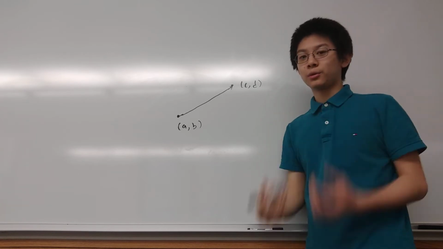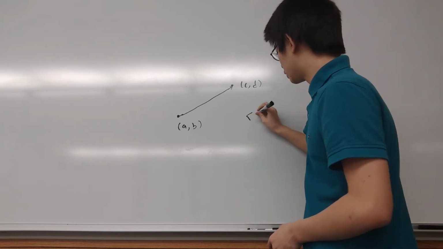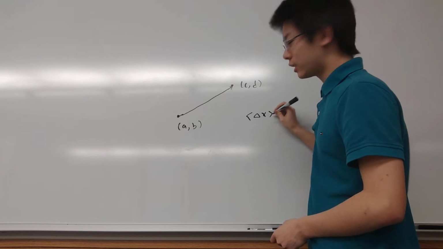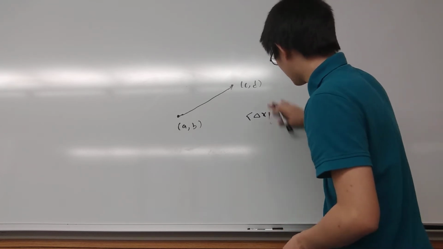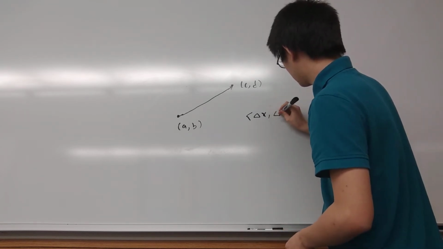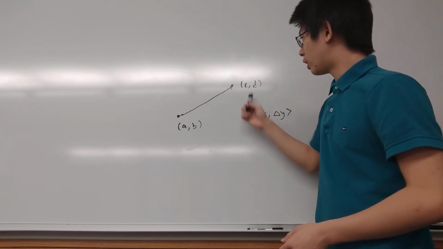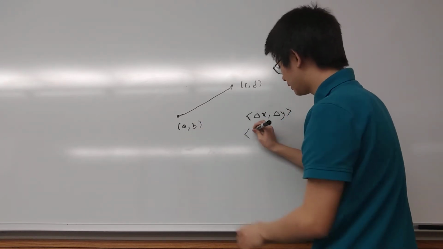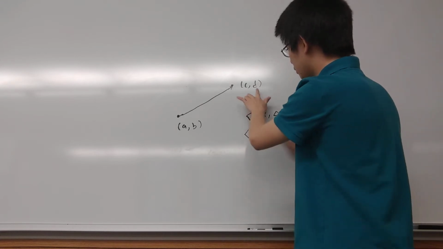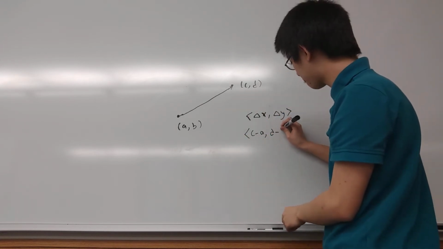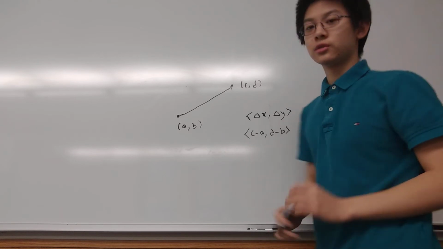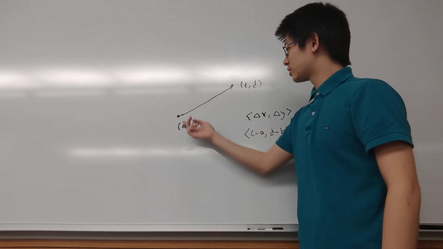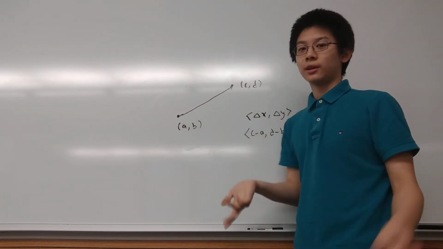The way we write the equation for the vector is we just do the change in x comma the change in y. So how we would write that in this case would just be the change in x, which is c minus a, comma the change in y, which is d minus b. There is our equation for a vector. All it is just an arrow that points from one thing to another thing.